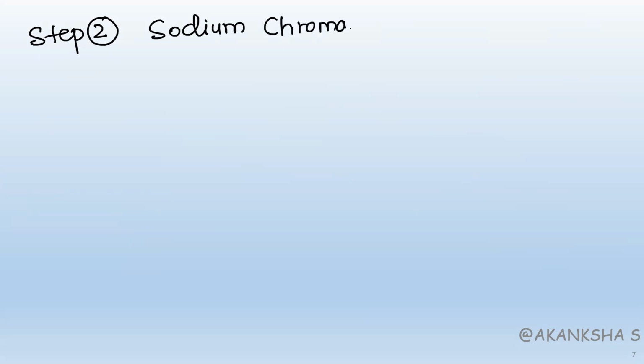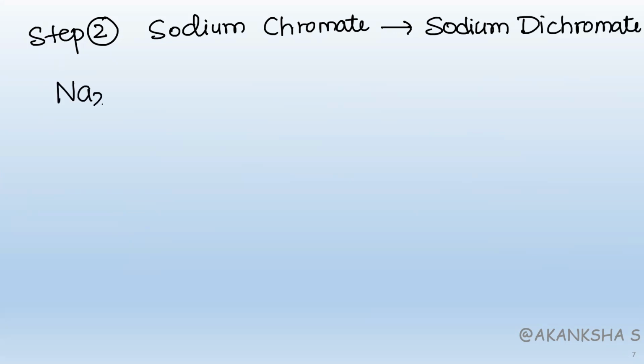Going to step number 2, now believe it. Step number 2 onwards, things start getting pretty easy. Okay. Step number 2, we have got sodium chromate turning to sodium chromate's higher version, that is dichromate. Let's start with this. Sodium chromate that we have got is basically Na2CrO4. What is expected out of it?